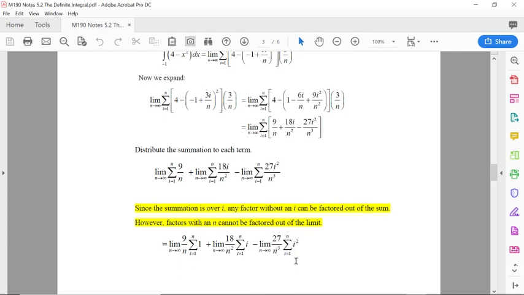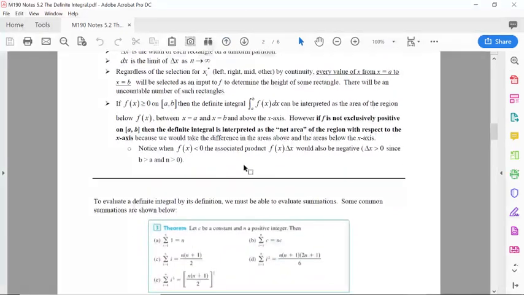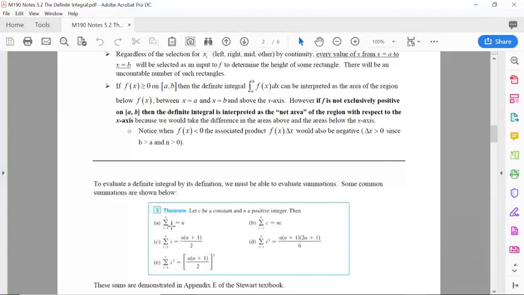Now, how do we evaluate the summations? That's where we go back to the table from the previous page of summations that we need to be able to evaluate. The sum I equals 1 to n of 1 would be n. The sum I equals 1 to n of I would be n times n plus 1 over 2. And the sum as I equals 1 to n of I squared is n times n plus 1 times 2n plus 1 over 6. That's how we can evaluate those individual summations. Those three we're going to need for this example.